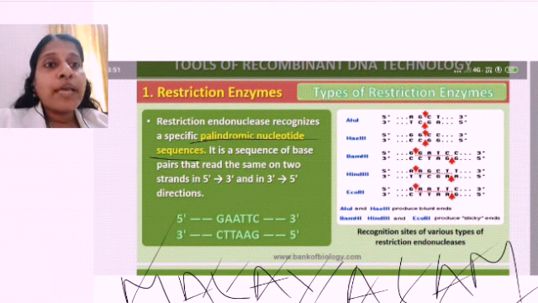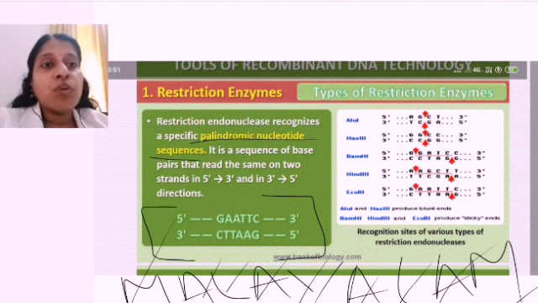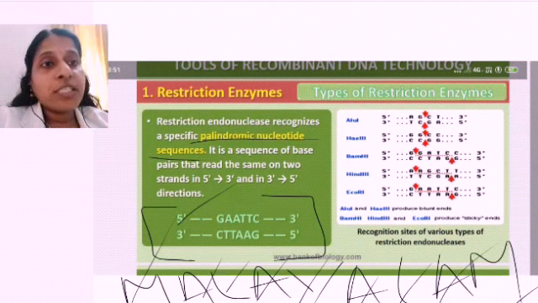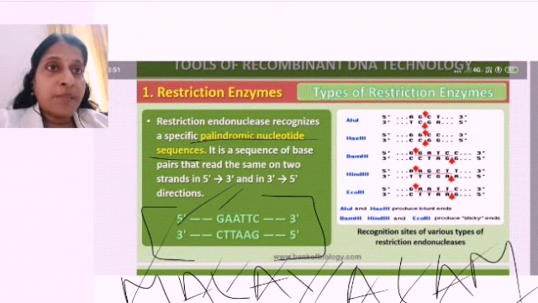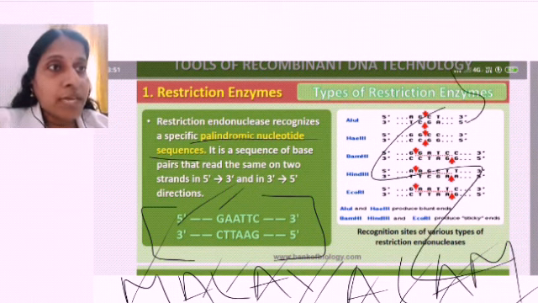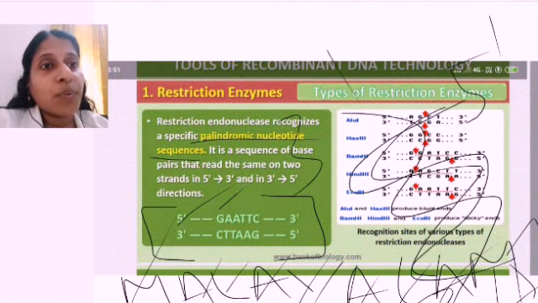Okay, so for example, you see here an example of a palindromic sequence is given. What is that? First is 5', GAATTC, 3'. Understood? GAATTC. So in this DNA strand, one is 5' to 3', and the other one is what? It is 3' to 5', isn't it? So when you are going from 5' to 3', how is the sequence?